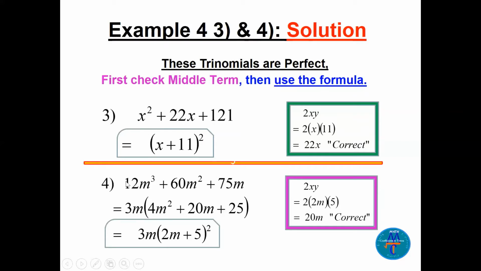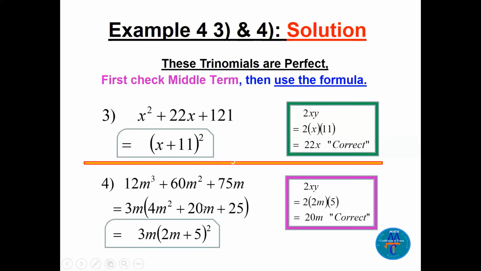Now here, it looks ugly. See this example? 12m cubed, 60m squared, 75m. I can see there is a common factor. I told you, step number 1 in the factoring, check if there is a common factor. Always. So take 3m out. 12m cubed becomes 4m squared. 60 if you take 3 out, 20m. 75 if you take 3, you get 25.